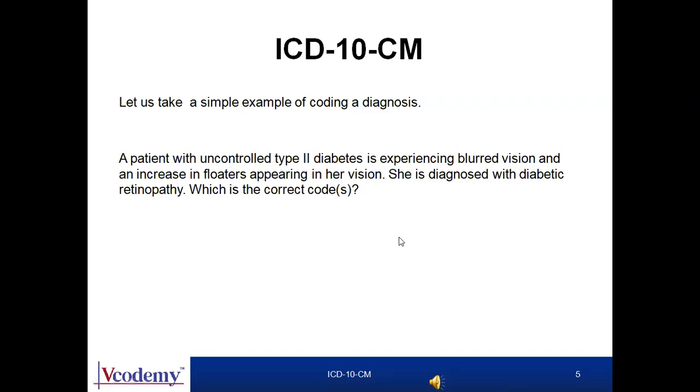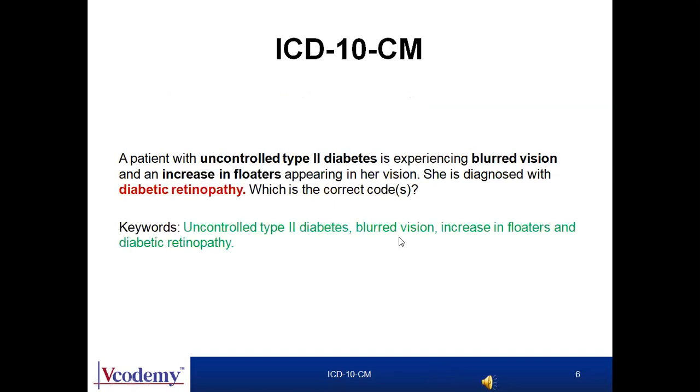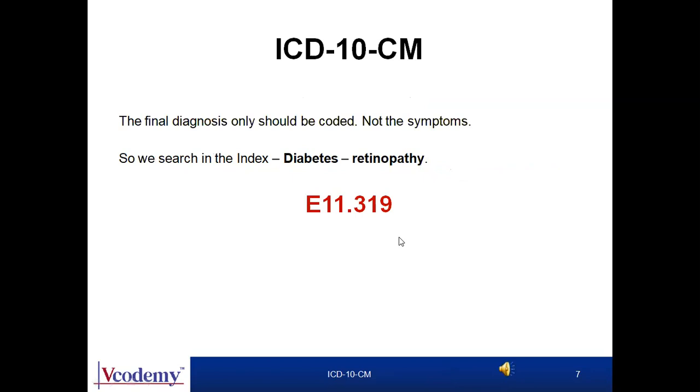When you see the word diagnosed, that is a hint, a clue, informing you that the final diagnosis is diabetic retinopathy. So you can see here the keywords listed and the final diagnosis is diabetic retinopathy. So code only the final diagnosis. The symptoms and signs need not be coded. The final diagnosis only should be coded.